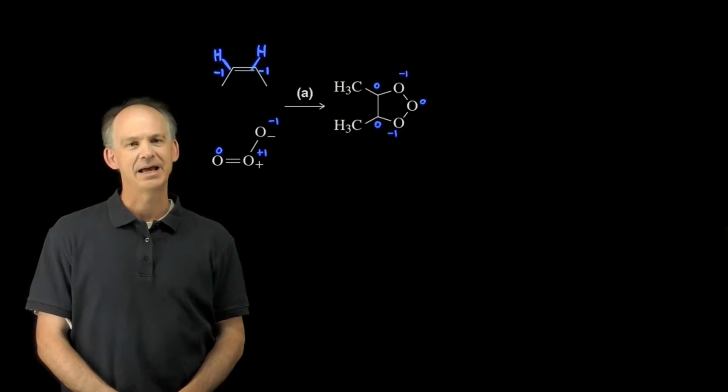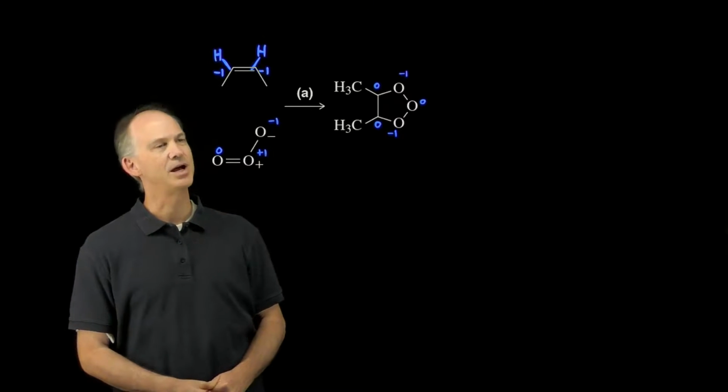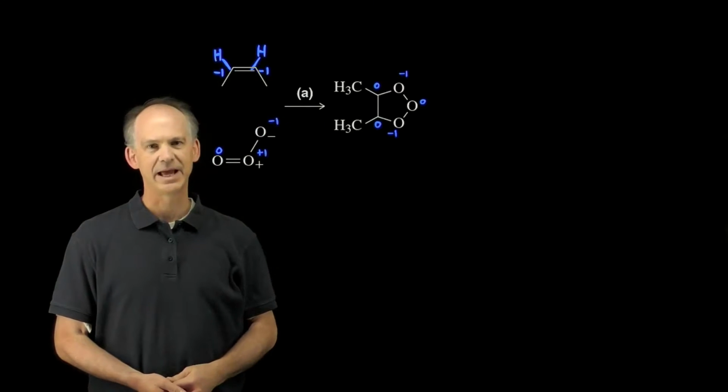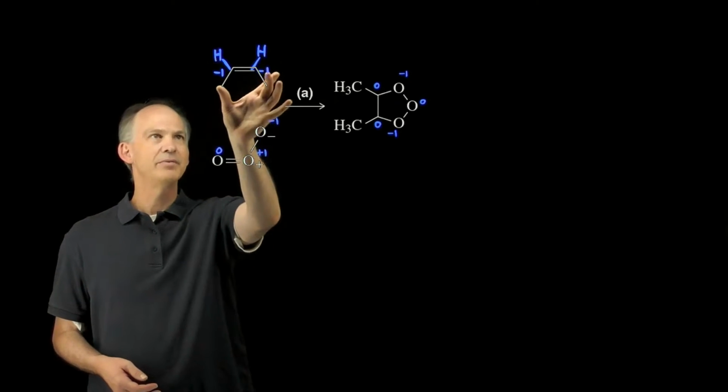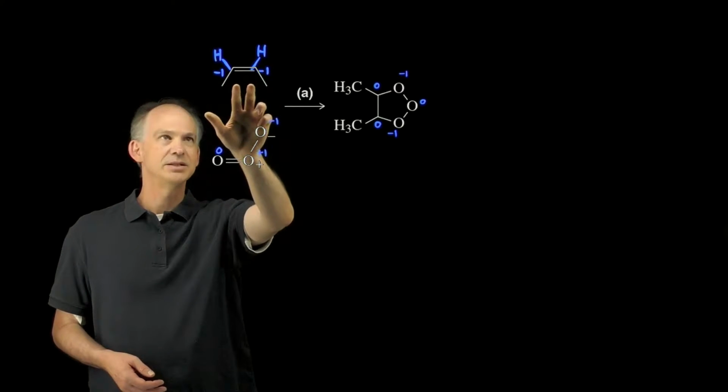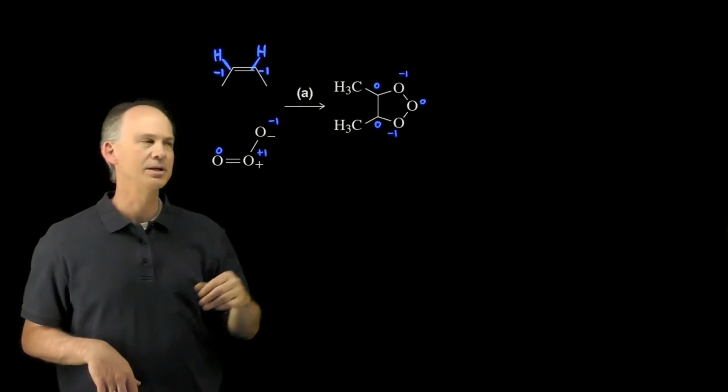This assessment asks us to determine if the first step of ozonolysis is a redox reaction or not, based on the oxidation numbers of the atoms involved. So up here I've got the alkene. Both carbons of the alkene have an oxidation number of -1 in the starting compound.